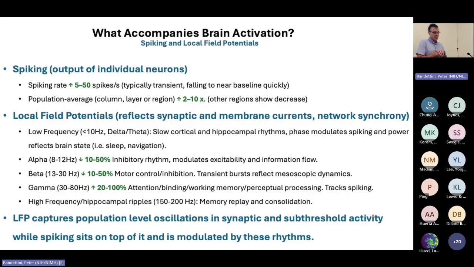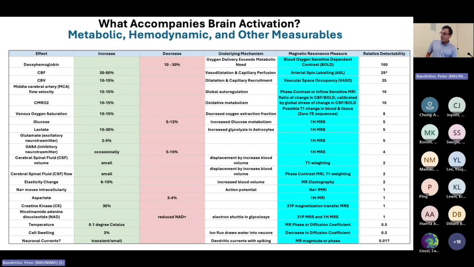population level oscillations in synaptic and subthreshold activity, while spiking sits on top of that and is modulated by these rhythms. All right, this chart is kind of intimidating, and actually this is what I spent most of the time working on for this talk.